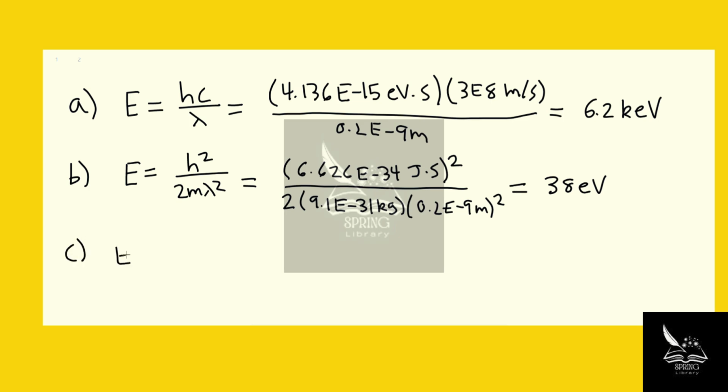And finally, for an alpha particle, we use the same equation. h squared over 2m lambda squared. Same thing, except we change the mass to that of an alpha particle. And we end up with 0.005 electron volts.